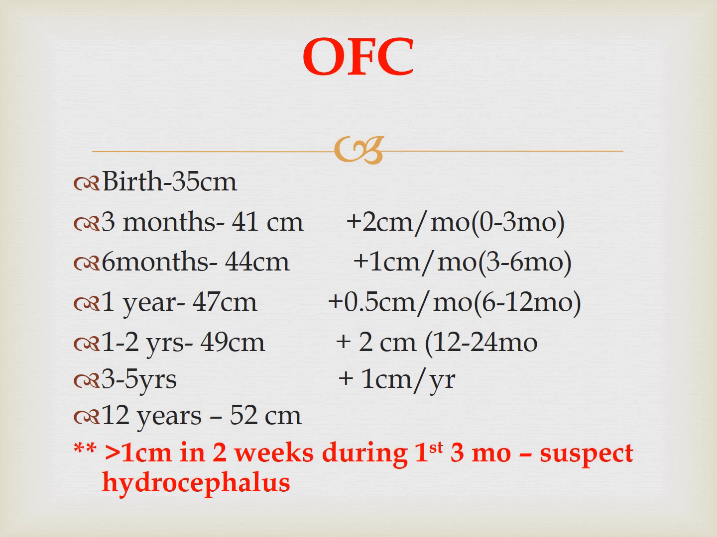After that, from 1 to 2 years, there is a plus 2 centimeter gain. Then at 3 to 5 years of age, there is just 1 centimeter gain per year. By 12 years, on average, head circumference becomes 52 centimeter. It can range from 52, 54 like that, but the average is 52 centimeter. Then, if the head circumference is growing more than 1 centimeter in a 2 week interval during the first 3 months, then you have to suspect this child might have hydrocephalus.